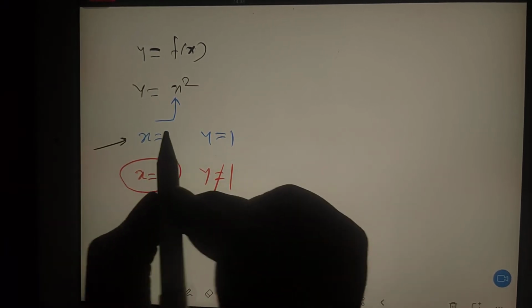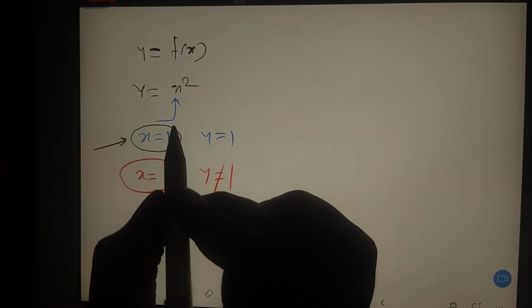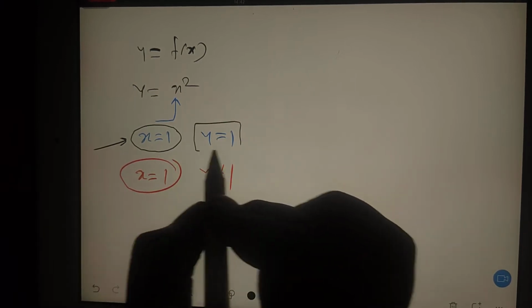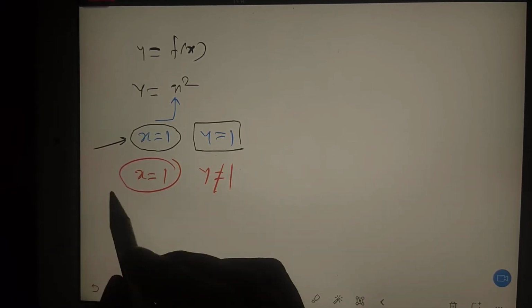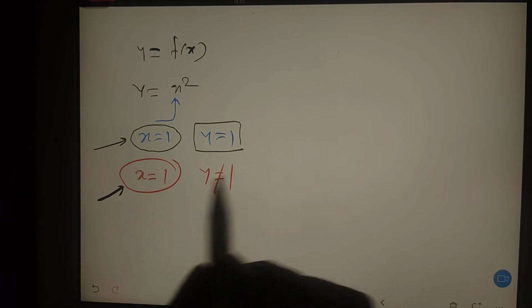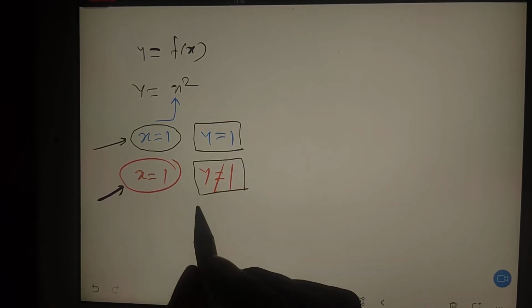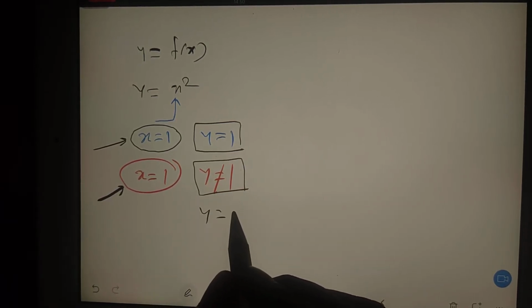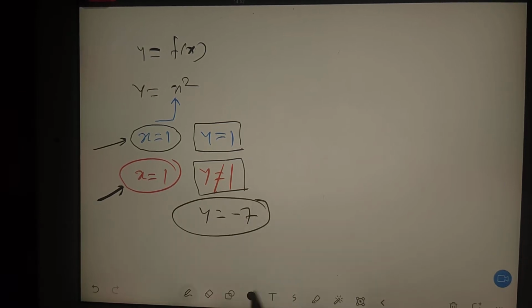Suppose at any time one student substitutes x is equal to 1 and gets y is equal to 1 as the answer. Some other student substitutes x equal to 1, but he is not getting y is equal to 1. Suppose he is getting something else, say minus 7.